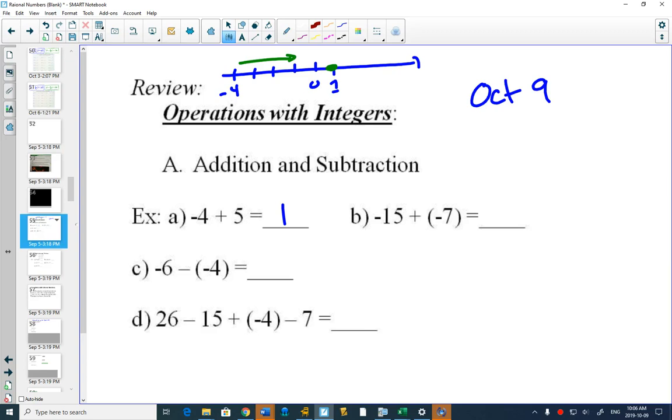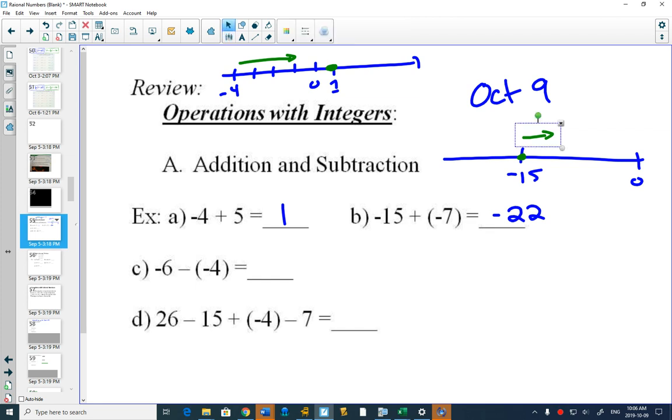So -15 plus -7. The answer is -22. If we think of our number line, we're starting at -15. We see add, which normally would go in this direction to the right, but we're adding a negative, and whenever we have a negative, negative switches the direction. So adding a -7 is the same as subtracting 7. You go back 7 in this direction, and you'll get to -22.